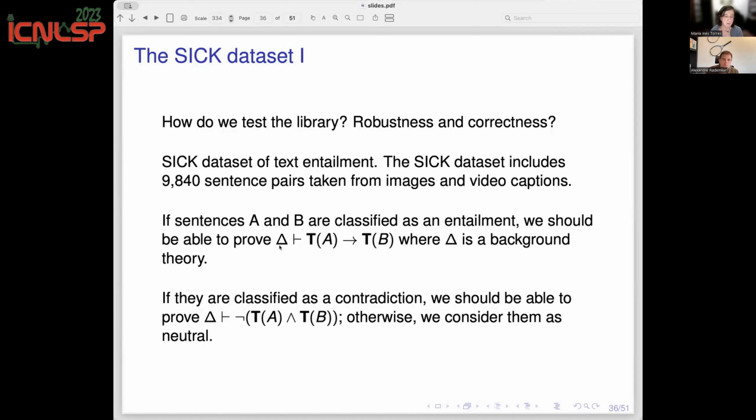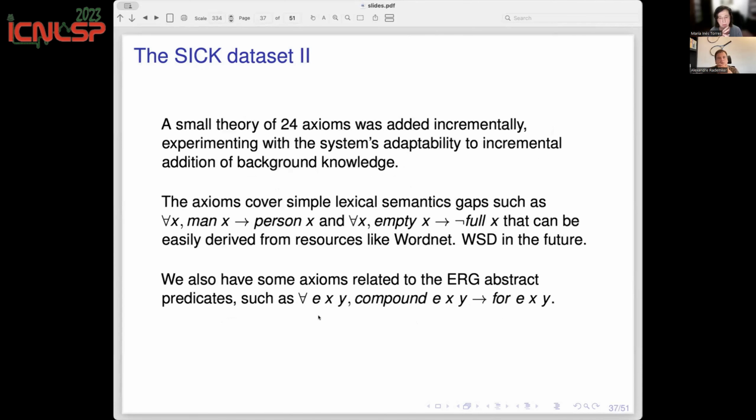Suppose we have a sentence A that we transform into logic, and a sentence B that we transform into logic. We can check whether that implication holds, provided some set of axioms. If that is the case, then sentence A entails sentence B. We can also test for contradictions, checking whether, from the set of axioms, we have a negation of the conjunction of these two formulas. This is what we did for the SIG dataset.